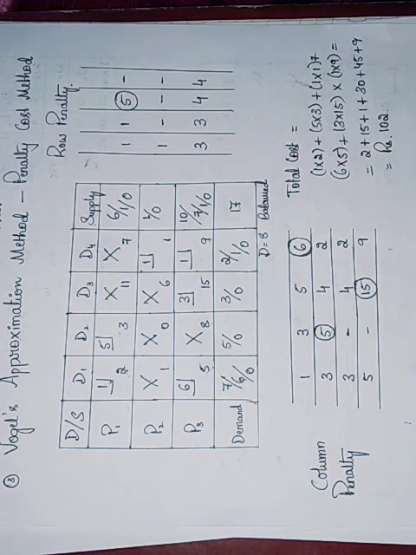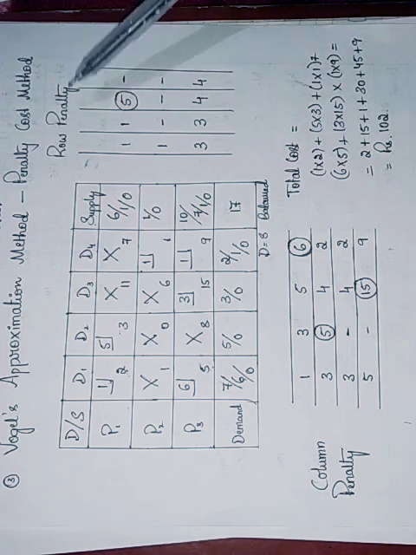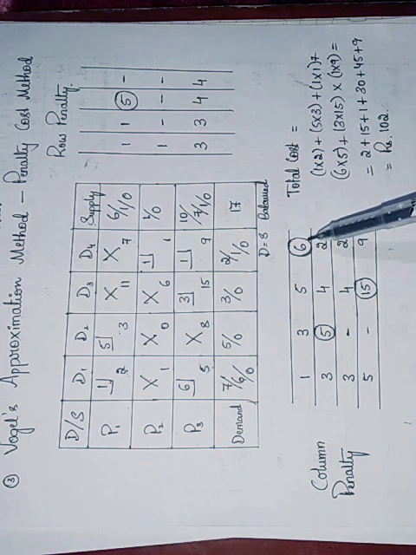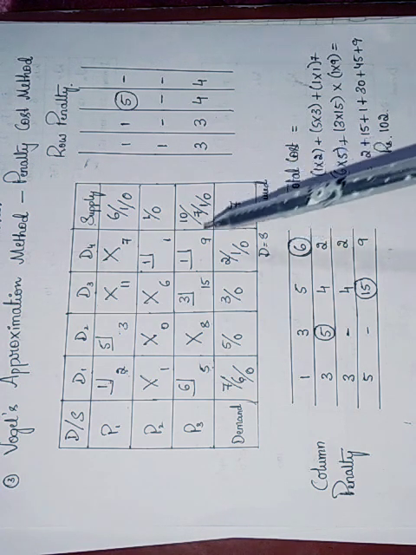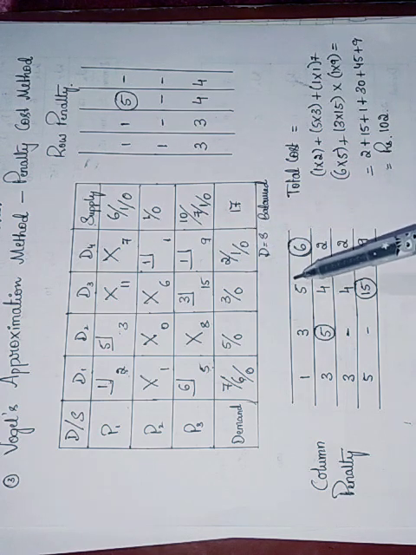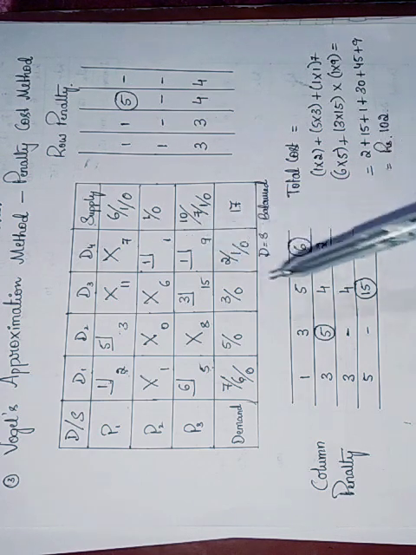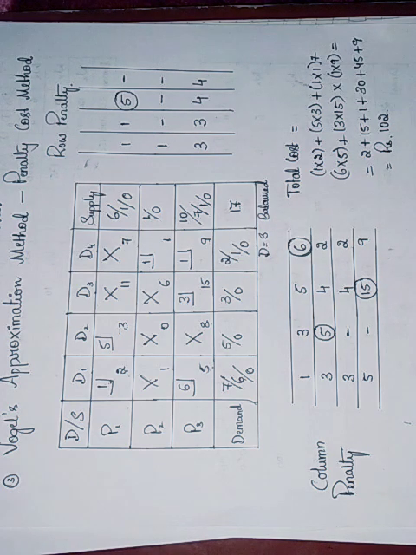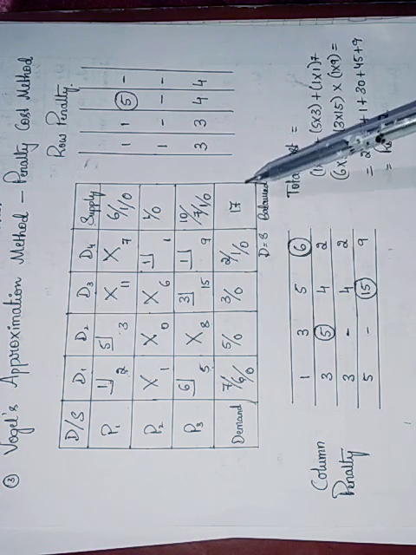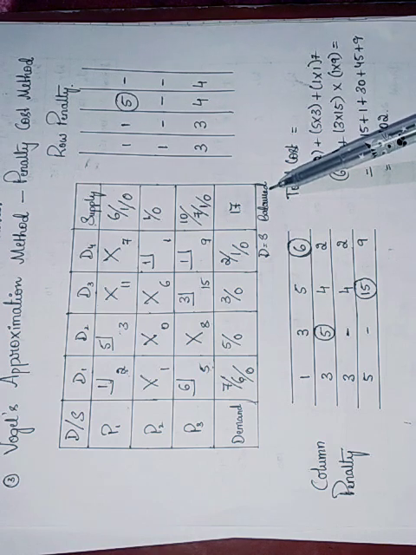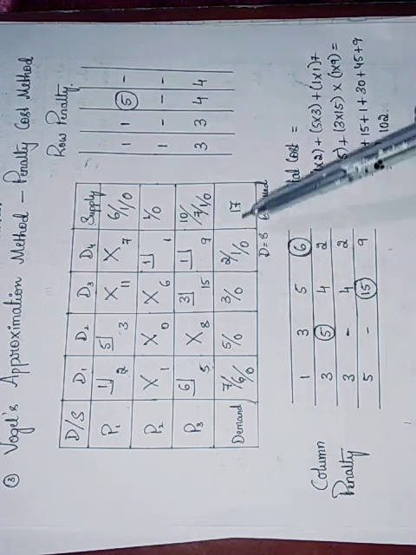It is also called the penalty cost method, wherein we find the row penalty and column penalty of each row and each column. Then we find the highest value among the penalties, and corresponding to that row or column, we find the lowest cost and then allocate the units and thus find out the total cost. So in all these methods, the example we have taken was a balanced transportation problem wherein supply and demand units were equal.